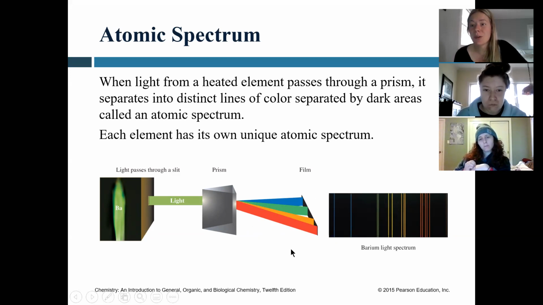So you can actually use these to identify different minerals, or rather different elements, because if I burn barium versus burning magnesium, they're going to have their own unique light spectrum.